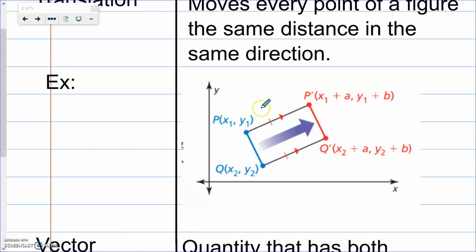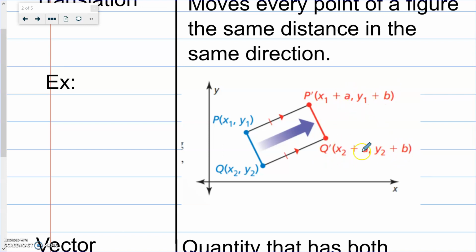It starts at P, it ends at P prime. The way that we found P prime is that it moved over and up. Q moved over and up. So how we found how far to move over, we just added a value of A to our original x1, so that moved us over. And then we added a value of B to our y1, which moved us up. We added that same value to x2, so we moved the same amount this way. And we added the same amount to y2, which moved us up.